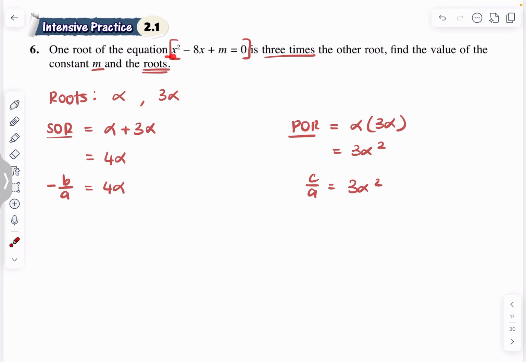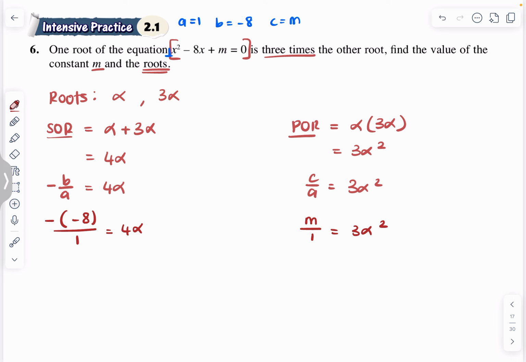So this is our a, b, c. Our a is 1, b is negative 8, and c is m. Okay, a is 1, not 0, 1x squared. So then we just sub this inside. So negative b over a is 4 alpha. Here, c over a is 3 alpha squared.